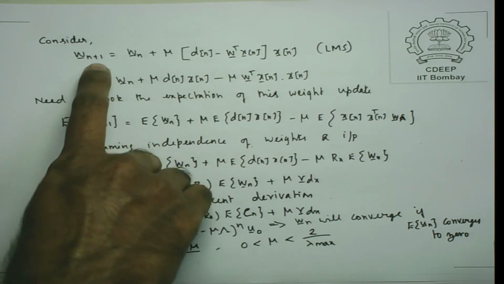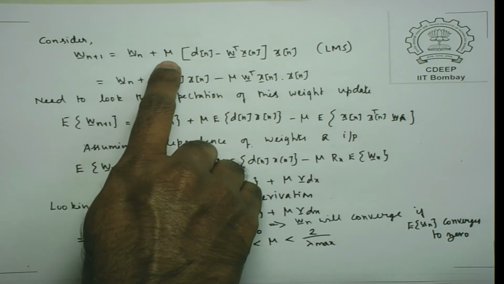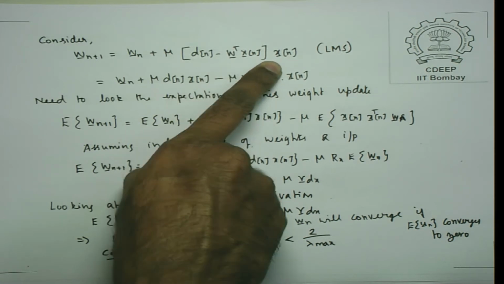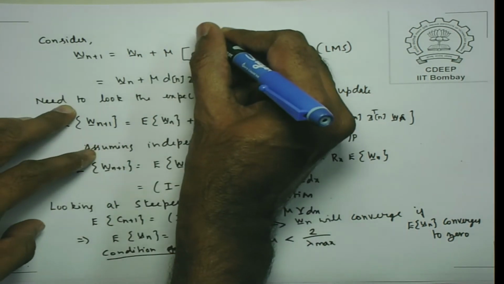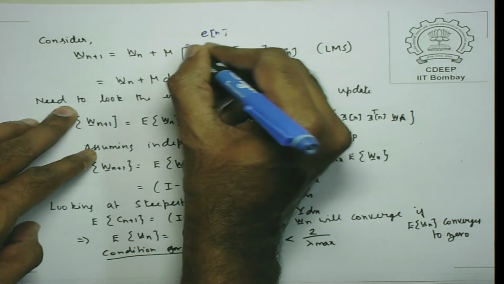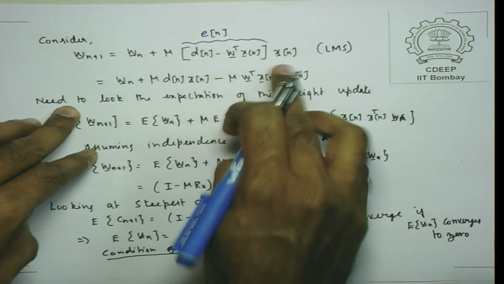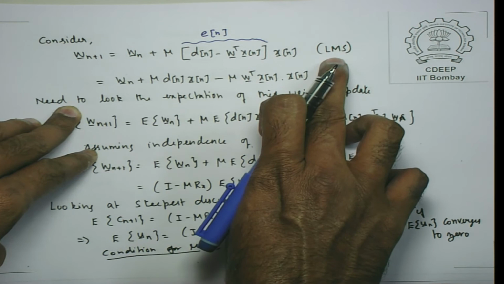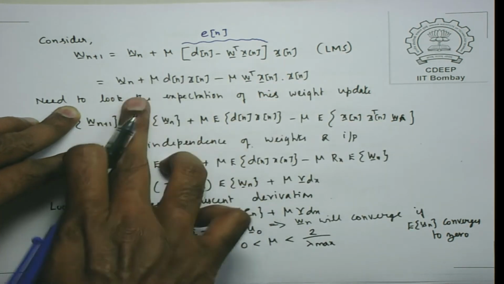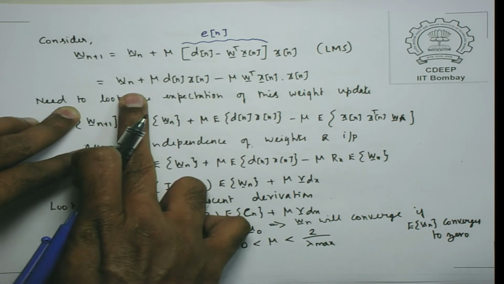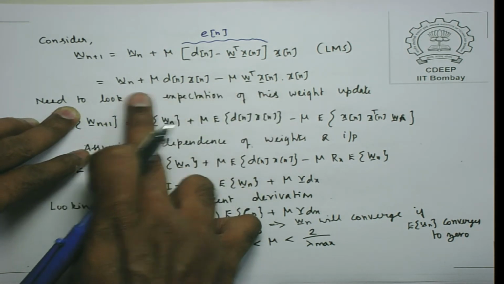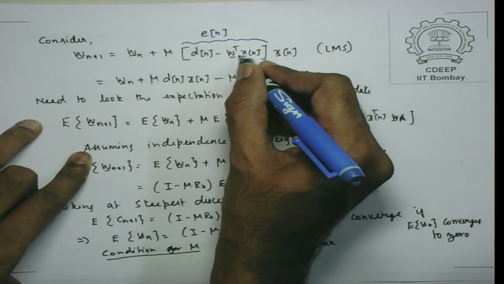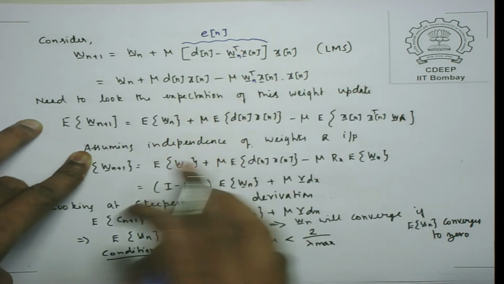W(n+1) at time n plus 1 is Wn plus the scale factor mu times this difference, which is the error. As I said, this was E of n, and this is E of n times x of n. Here we are not using any expectation because this is an LMS which we are trying to update, and then we just rewrite it in a form that we could group all the Wn's together. So, if you do it here, this has to be Wn and again the Wn here.